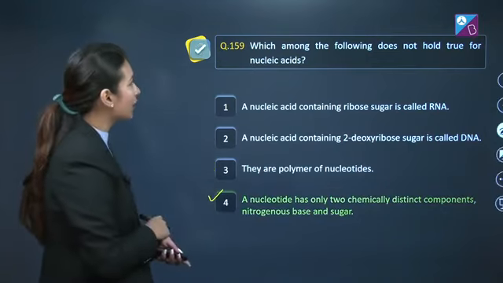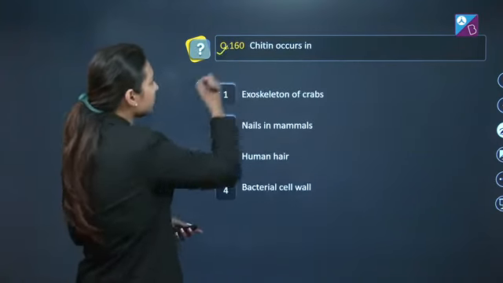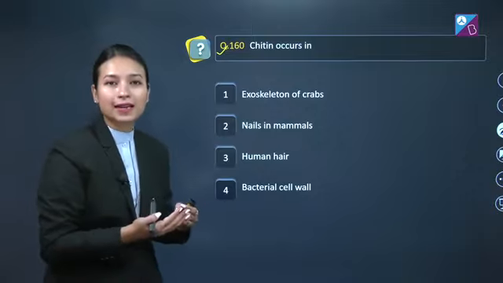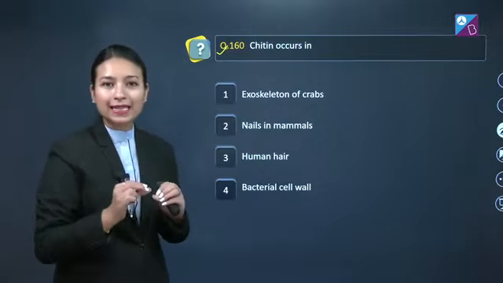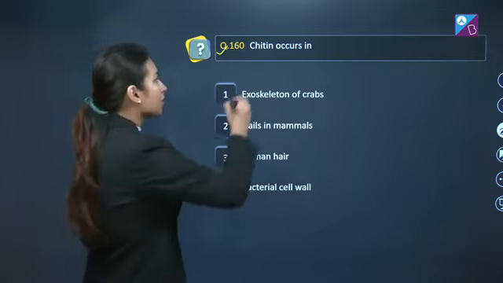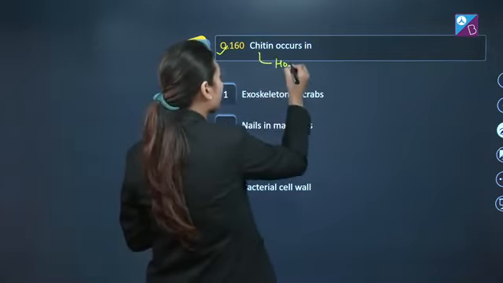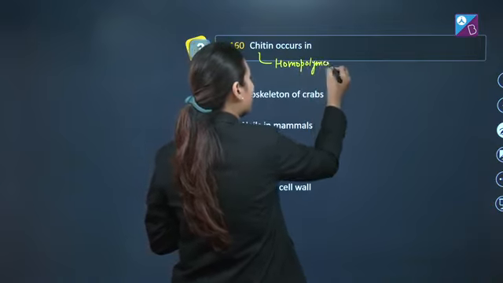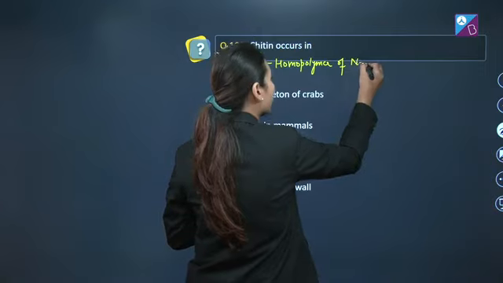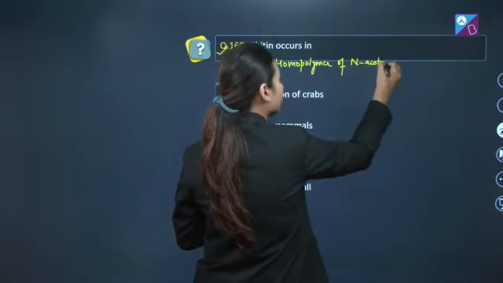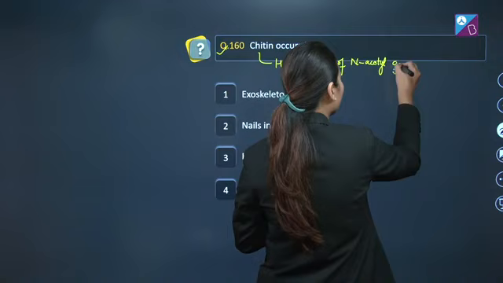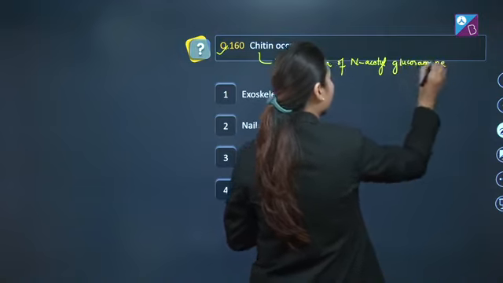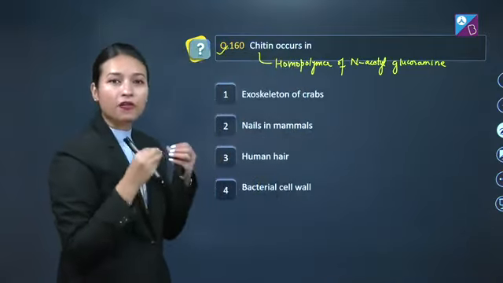Now let's move on to next question, that is question number 160, which states chitin occurs in. So students, before discussing options you should know what is chitin. Now chitin is a homopolymer of N-acetyl glucosamine. And it forms exoskeleton of arthropods.